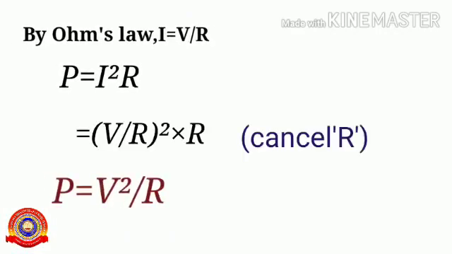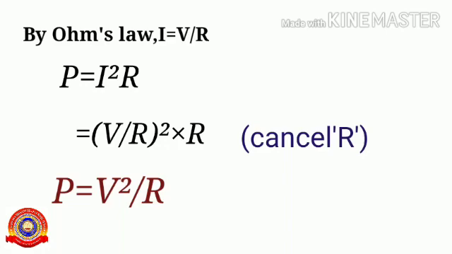The second equation is derived from Ohm's law. By Ohm's law we know I equals V by R, and P equals I square R, which we already found. So we apply the value of I in this equation. P equals I square R changes to V by R the whole square into R. Here we can cancel R on both sides, and by cancelling R, the equation we got is P equals V square by R. This is the second equation for finding power.